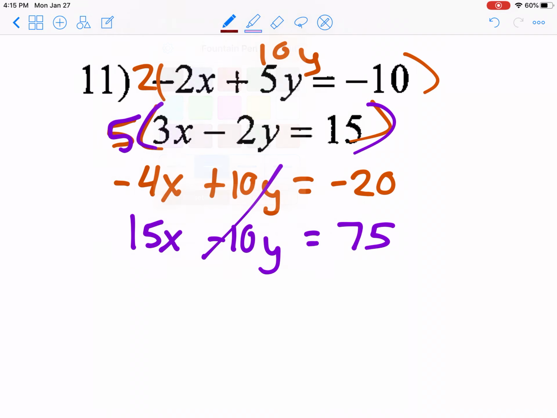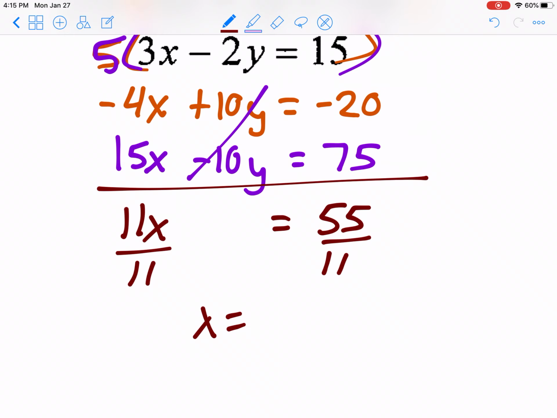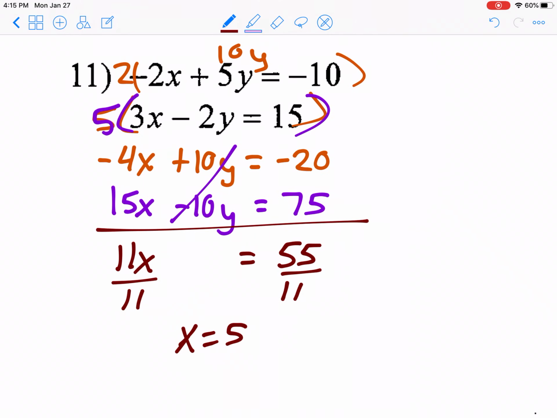Negative 4 plus 15, that's 11x equals 55. Divide by 11, and we get that x equals 5. Now, even if we had solved to eliminate the x's, we should, at the end of the problem, still get that the answer is x equals 5. We would have found y first, but then eventually we would have discovered that x equals 5.